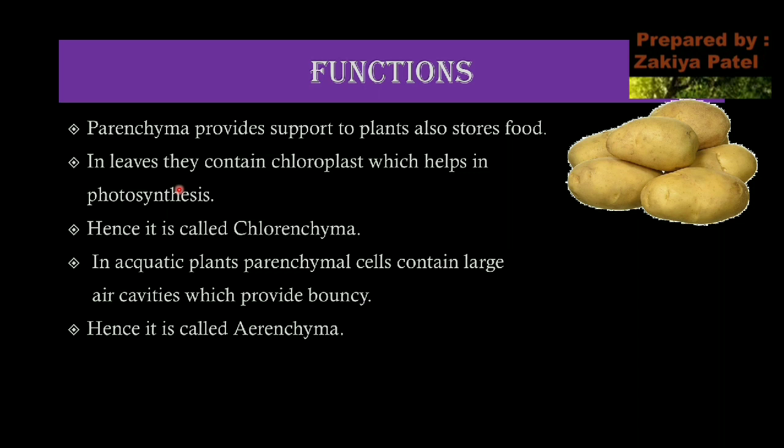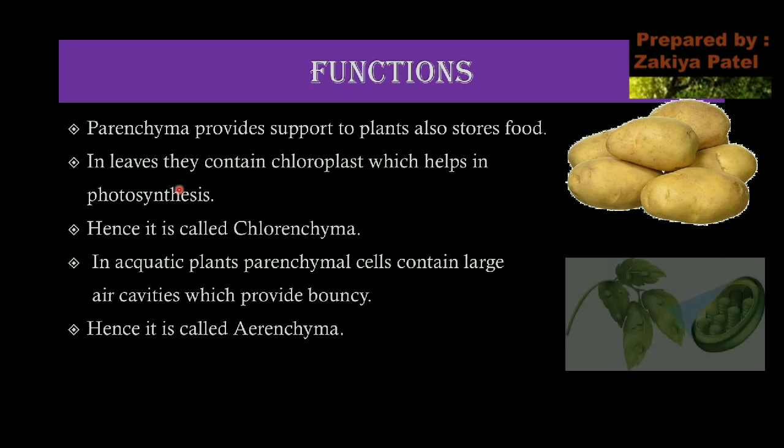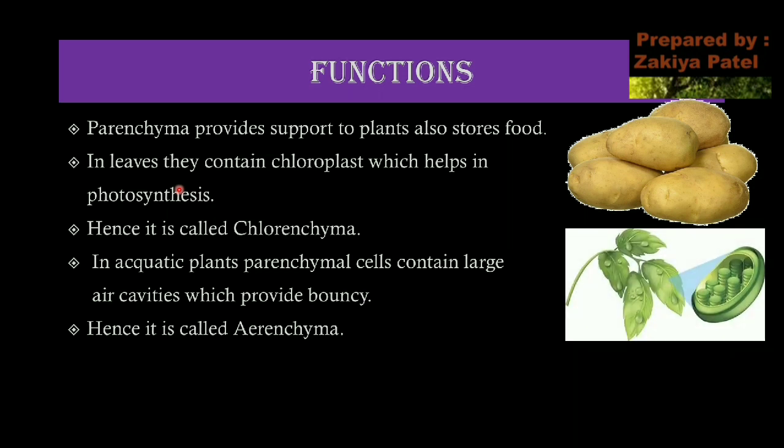Now the next function. In leaves, they contain chloroplast, which helps in photosynthesis. We know that the chloroplast has chlorophyll pigment, and the leaves have the chloroplast. The chloroplast has chlorophyll, which is a green color pigment. The function of chloroplast or chlorophyll is to perform photosynthesis. So, when leaves or parenchyma contain chloroplast and do the process of photosynthesis, they are also called chlorenchyma.